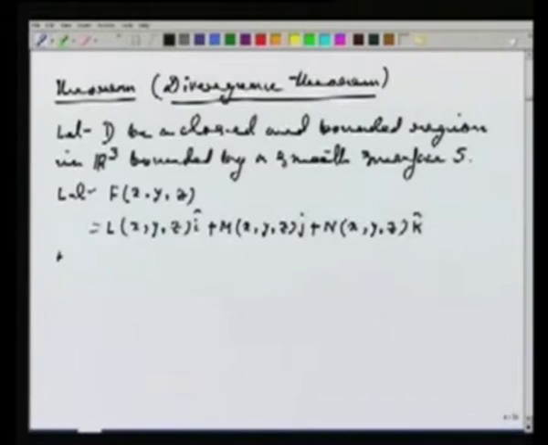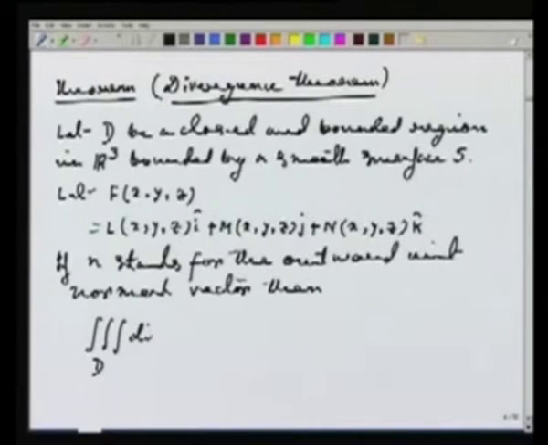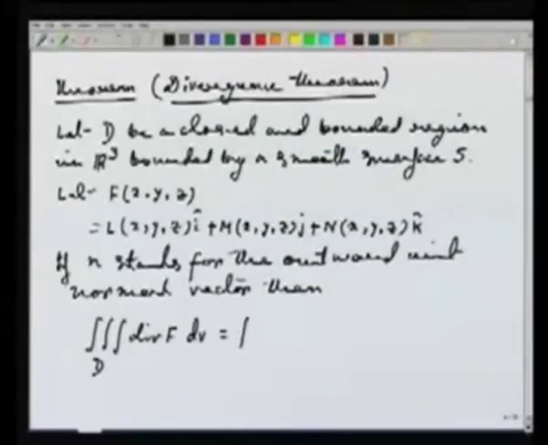Okay. Now, if n stands for the outward unit normal vector, then the triple integral over D of divergence F dV, that is the three-dimensional integral over the region D, so actually what we would mean is divergence F at (x,y,z) dx dy dz. Okay. So, I can write it in this form.